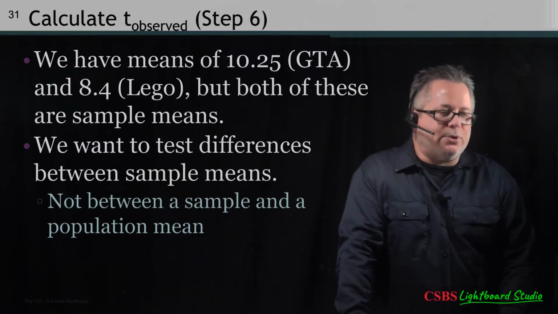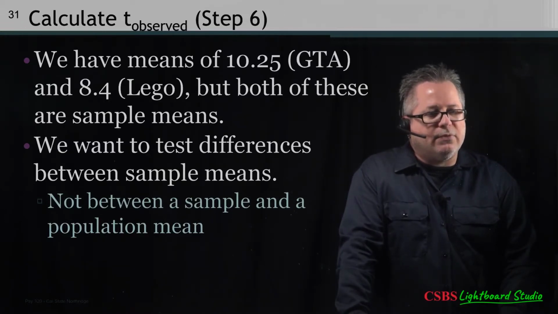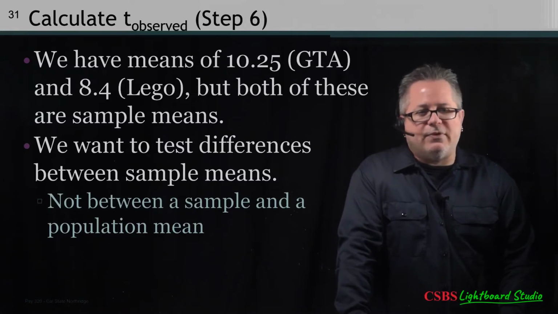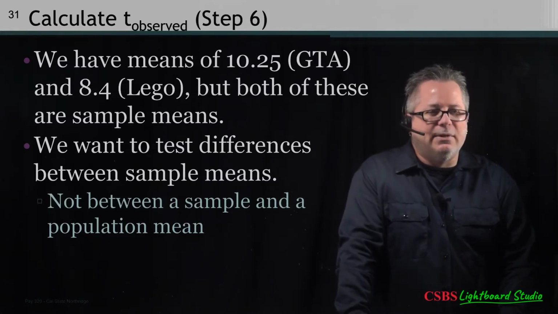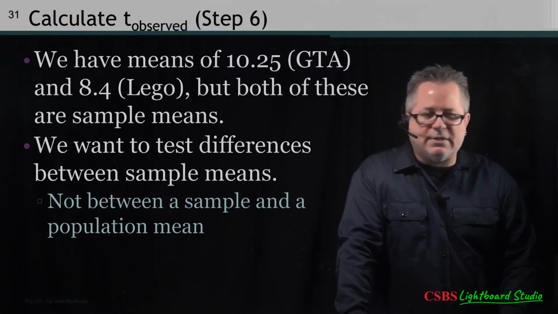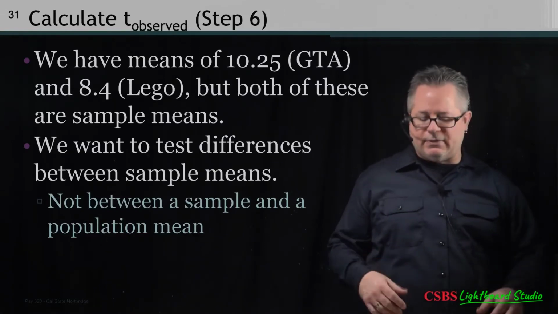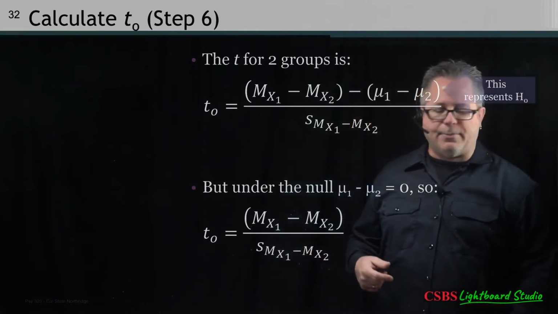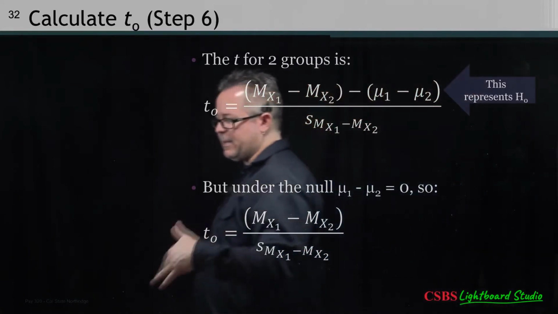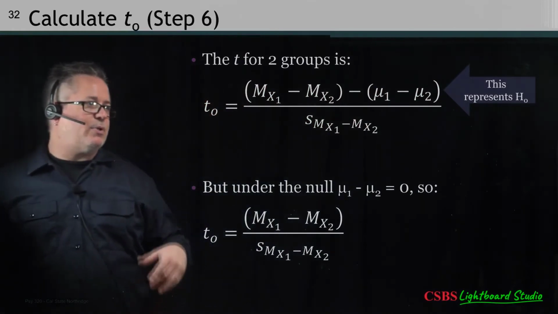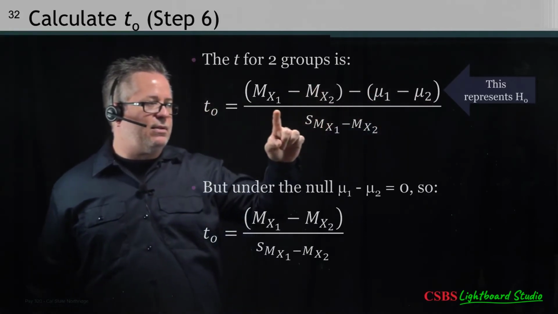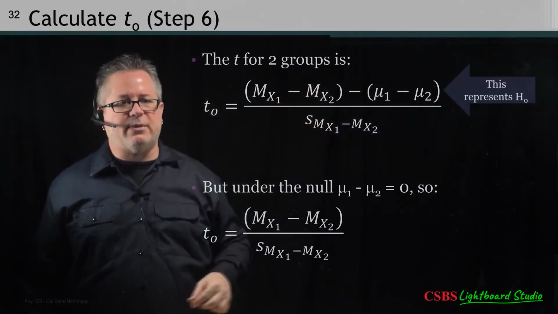So we have means of 10.25 and 8.4. All right, so it looks like there's a difference in the mean aggression between the two groups, but we need to test them. So it's not between the sample and the population mean. It's not two dependent samples we can subtract. So we need to do this as an independent samples test. And for that we've got to go through these sub-steps of step 6. So the main thing, the end result, is that I want my 2 different means for my samples here.